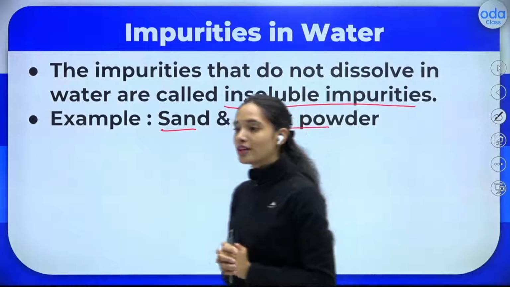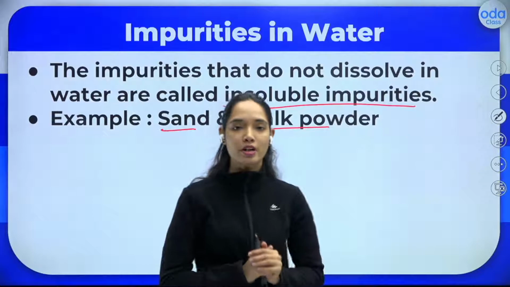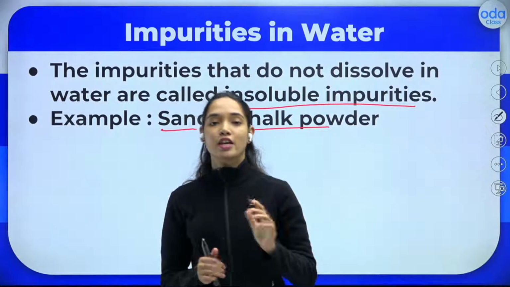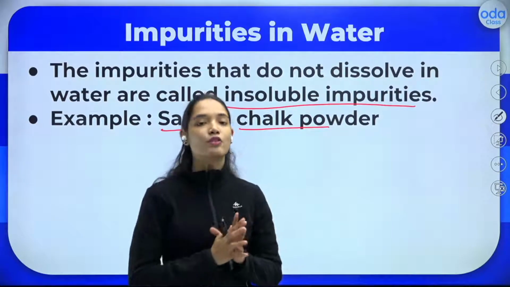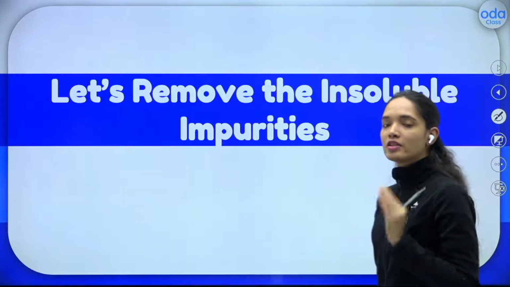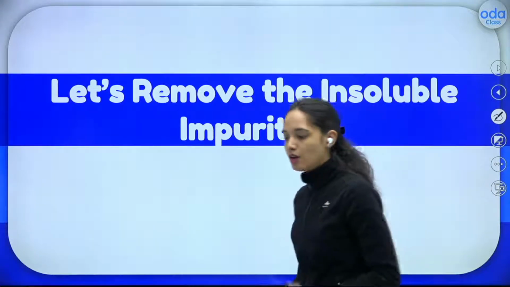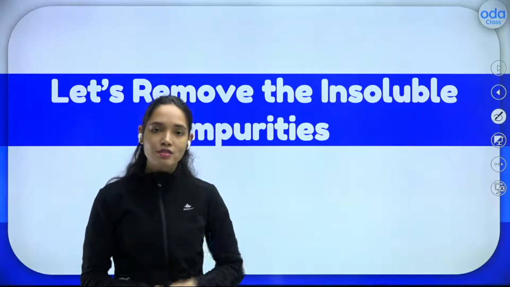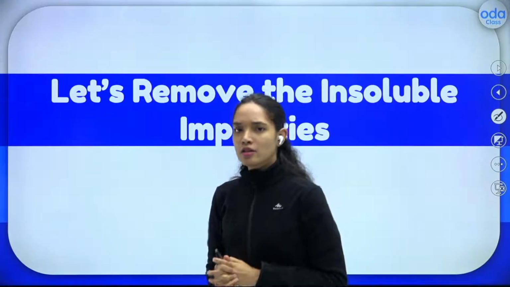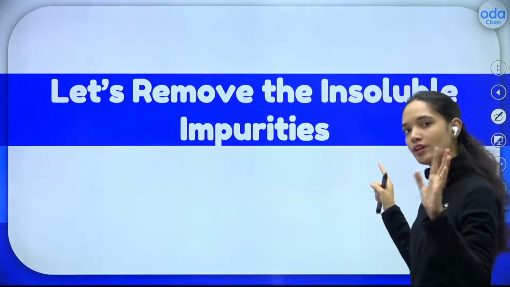My dear students, if you're thinking, ma'am, why are we discussing soluble and insoluble impurities? It is because we have different purification methods for different types of impurities. Okay, students? First, we will try to remove the insoluble impurities. So now we will be learning the different methods through which we can remove insoluble impurities. So what is an insoluble impurity? Keep in mind, it does not dissolve in water.